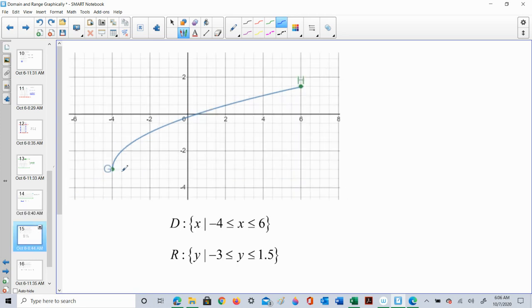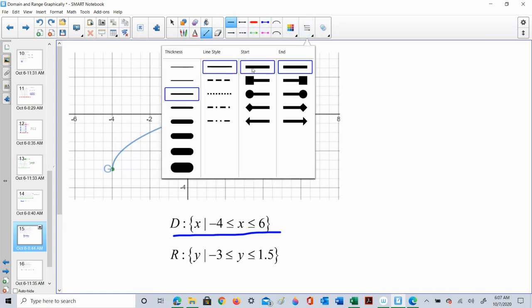Now we have a piece of the graph. This is a portion of that square root function. Both g and h are colored in. They are parts of the graph. This just changes to an inequality rather than just a greater than. So x is between -4 and 6.